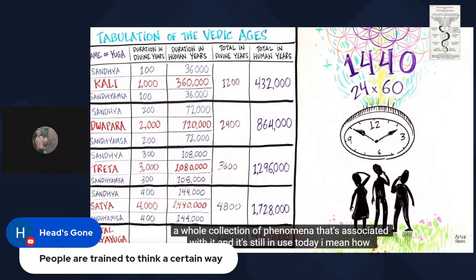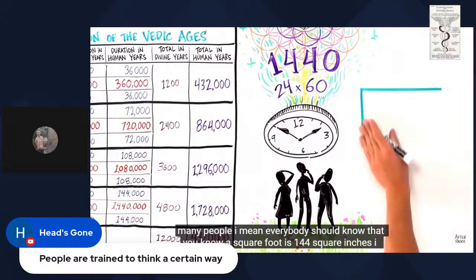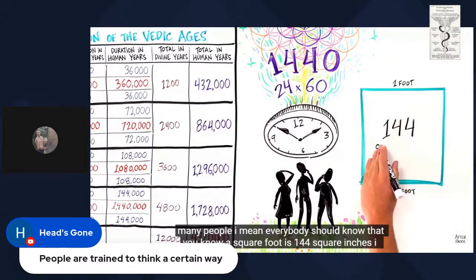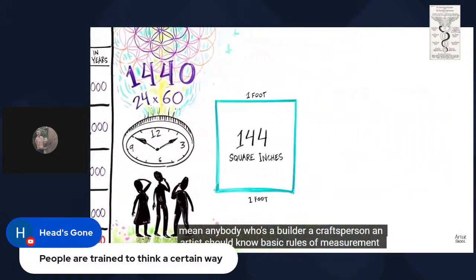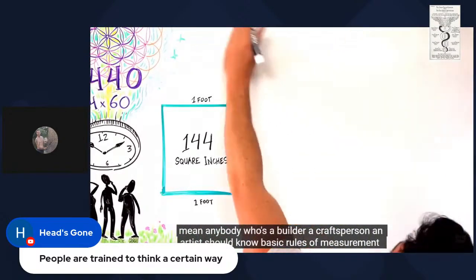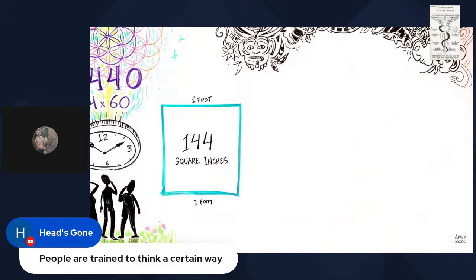And it's still in use today. I mean, how many people, everybody should know that a square foot is 144 square inches. Anybody who's a builder, a craftsperson, an artist should know basic rules of measurement.